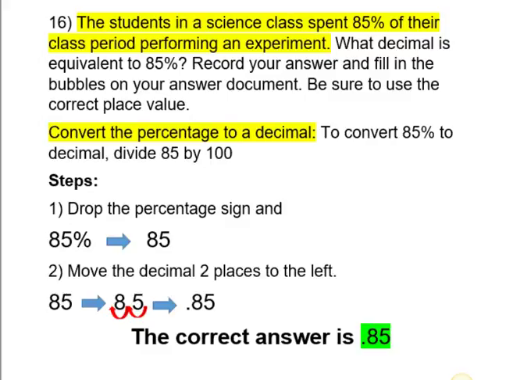Again, in order to convert the percentage to a decimal, you drop the percentage sign, and then you move the decimal 2 places to the left.